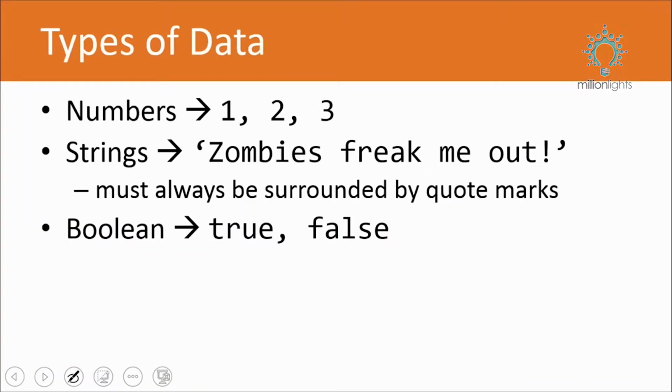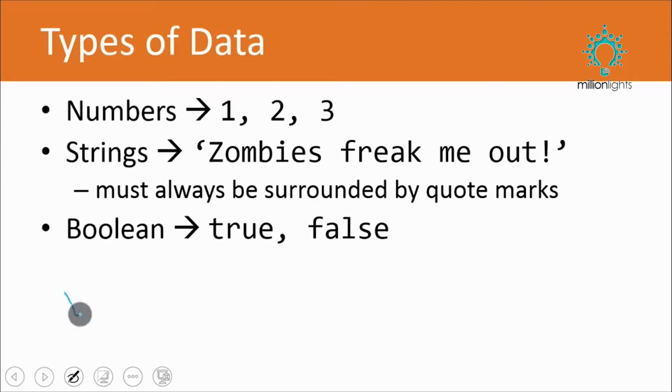Lastly, I want to talk about a couple of different data types or types of data, right? You can store numbers inside of variables, so 1, 2, 3, 4, 5, and so on. You can store strings of characters, like zombies freak me out can be stored in a variable. The one thing with strings is that they have to always be surrounded by quote marks.